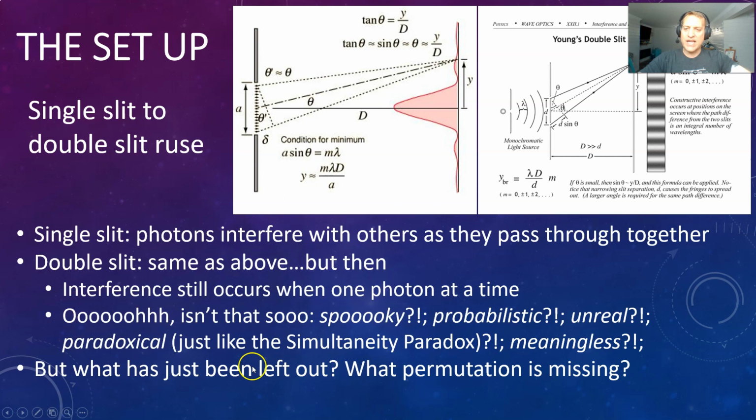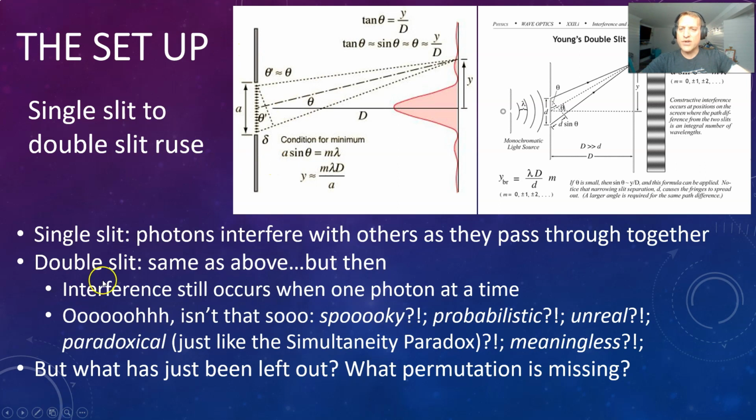Anyway, so what's been left out? What permutation is missing? What did they leave out? They conveniently left something out of the story. What's the missing permutation in this logic? What has been left out? Oh, what happens when one photon at a time goes through the single slit? That's what's left out, right? Why did they leave that out? How come they never talk about that?